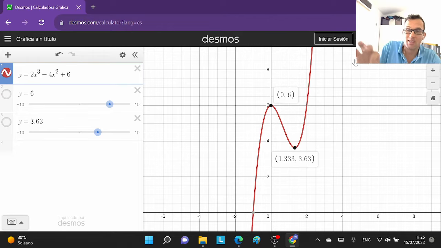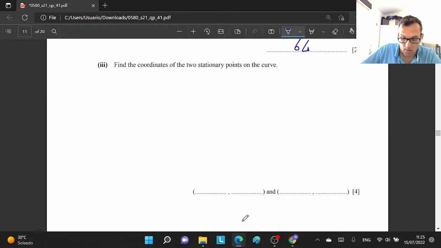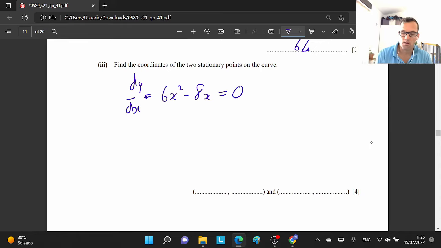Okay, what we need to remember is at the stationary points or turning points, if we were to draw a tangent, it would be flat. The gradient would be 0, same for over here. So when we take our derived function, which we've just worked out, dy over dx equals 6x squared minus 8x, that will be equal to the gradient, but at the turning points, they are 0. So we just need to solve this equation.